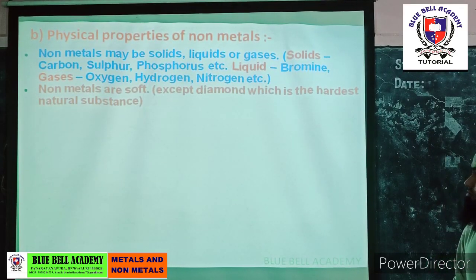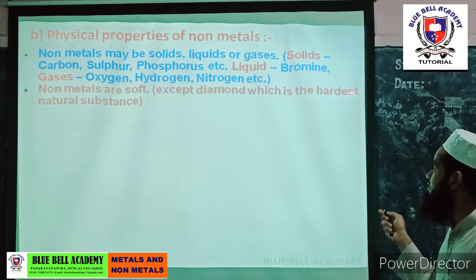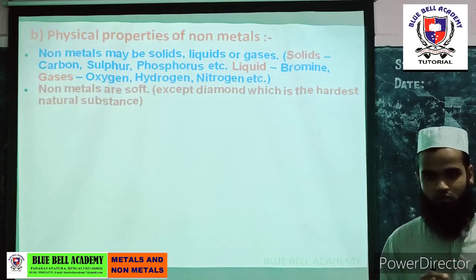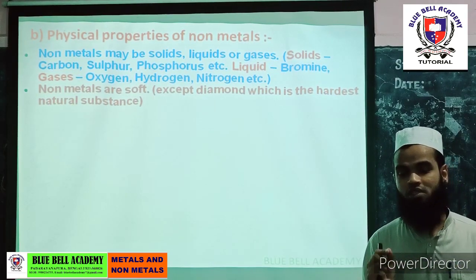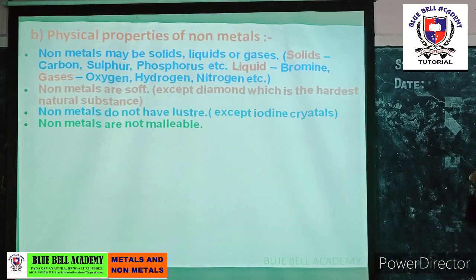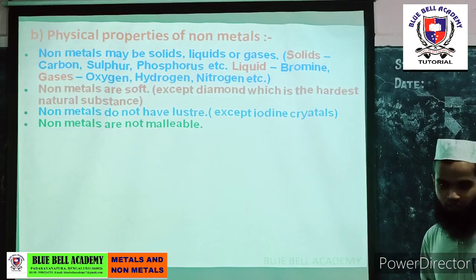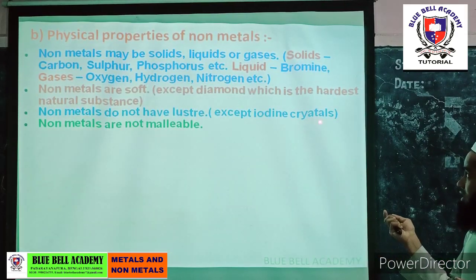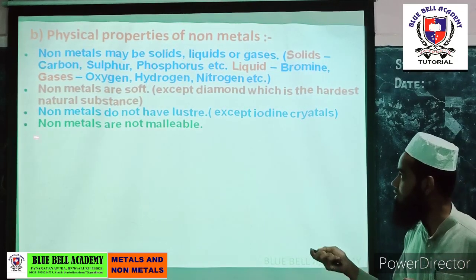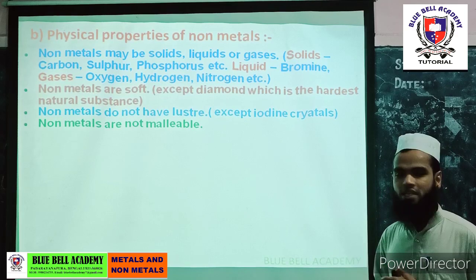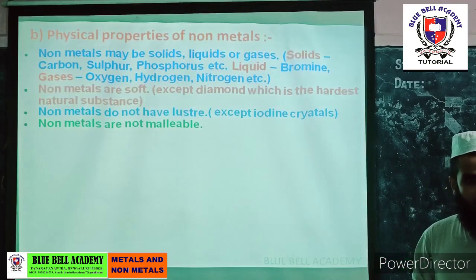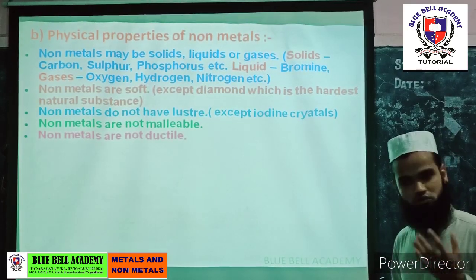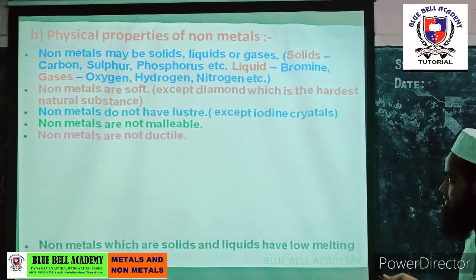Non-metals are soft, except diamond, which is the hardest natural substance. But remember, diamond is an allotrope of carbon and it is one of the hardest substances in nature. Non-metals do not have the lustrous property, except one non-metal, that is iodine, whose crystals have a lustrous nature. Non-metals are not malleable. You are all familiar with the malleability and ductility properties, but non-metals are non-malleable. Non-metals are non-ductile. We can't draw them into wires.